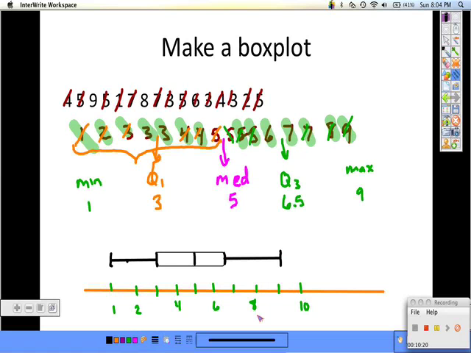So the box is showing us where the middle 50% of the data is, and each whisker represents 25% of the data. When you're doing these, you need to have a scale. You also need to say what the 5-number summary is so we know what values are going with this graph.